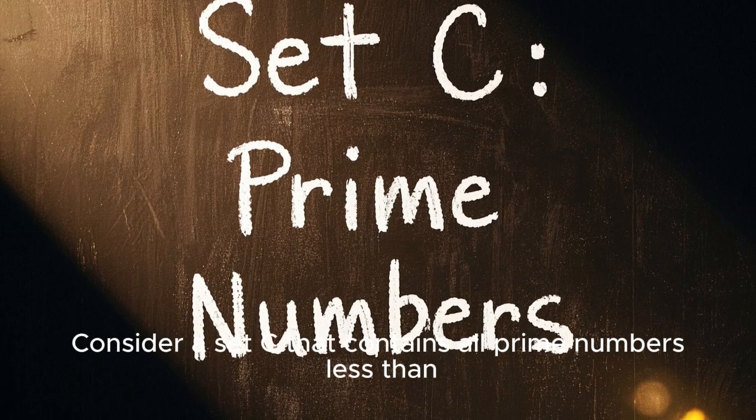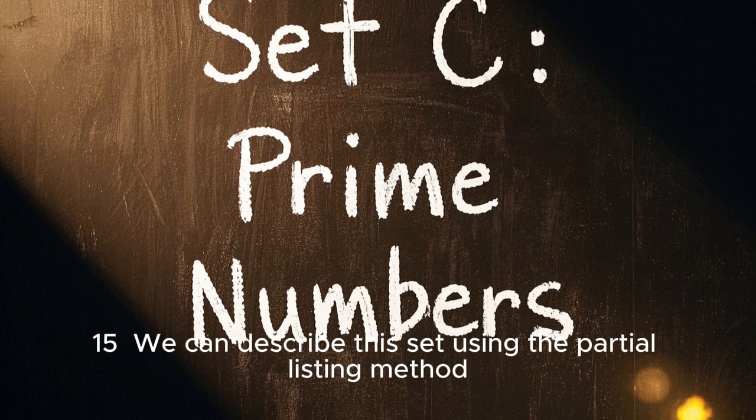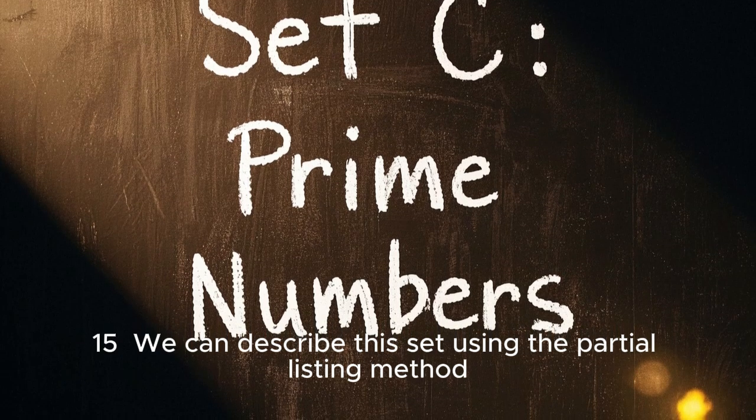Consider a set C that contains all prime numbers less than 15. We can describe this set using the partial listing method.